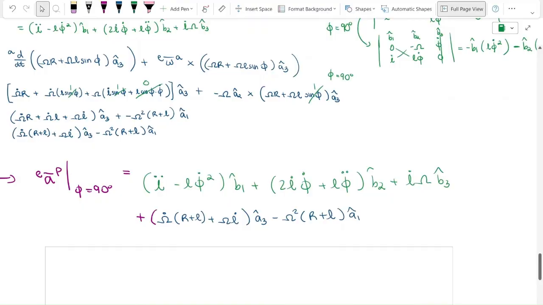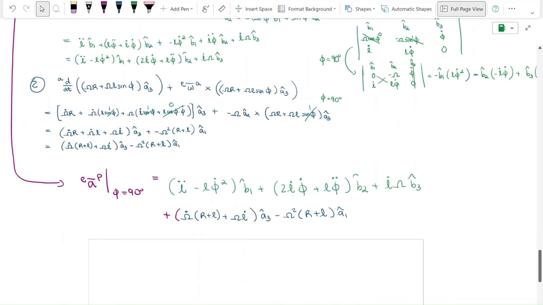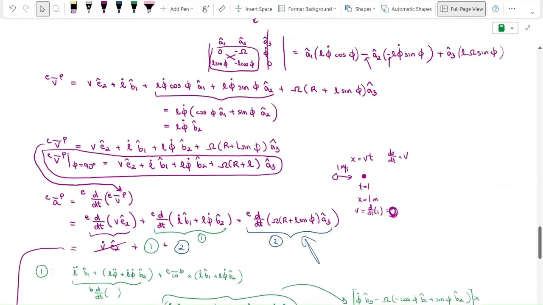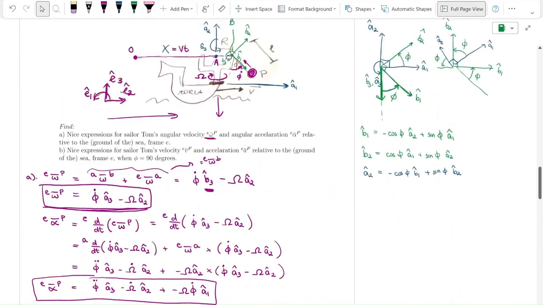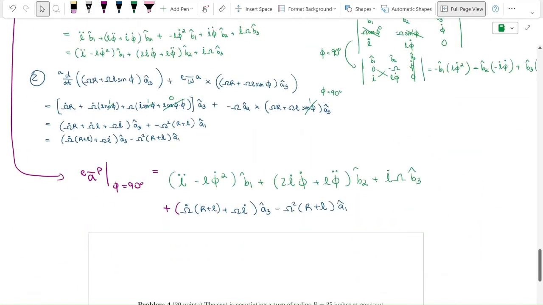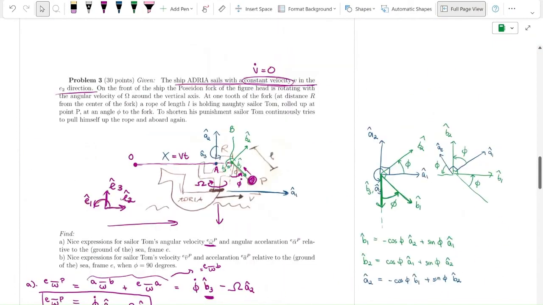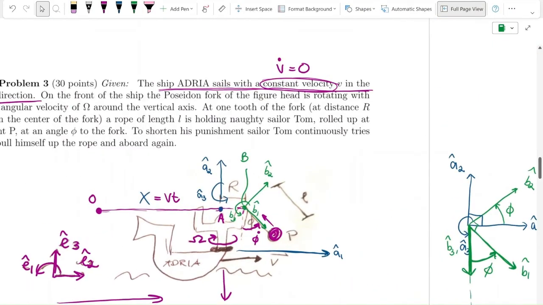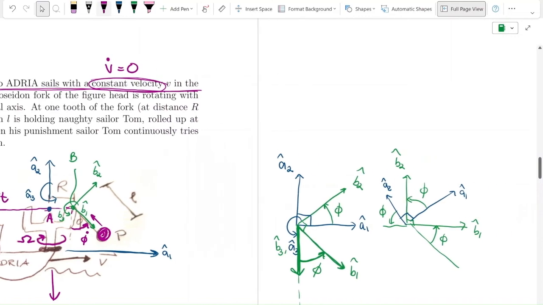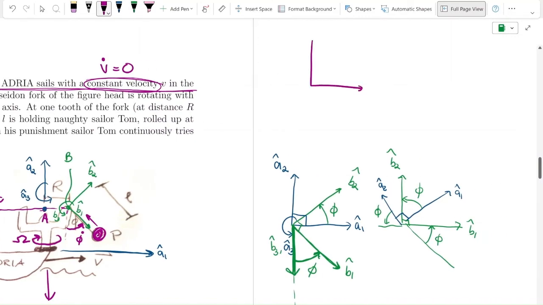However, we can simplify this further, because what happens when phi equals 90 degrees? I'm just going to draw this down here. Actually, I probably should not try to draw. Okay, when phi equals 90 degrees, Tom is straight up, like here. So what the B frame will look like is this. Our A frame is always looking this way.